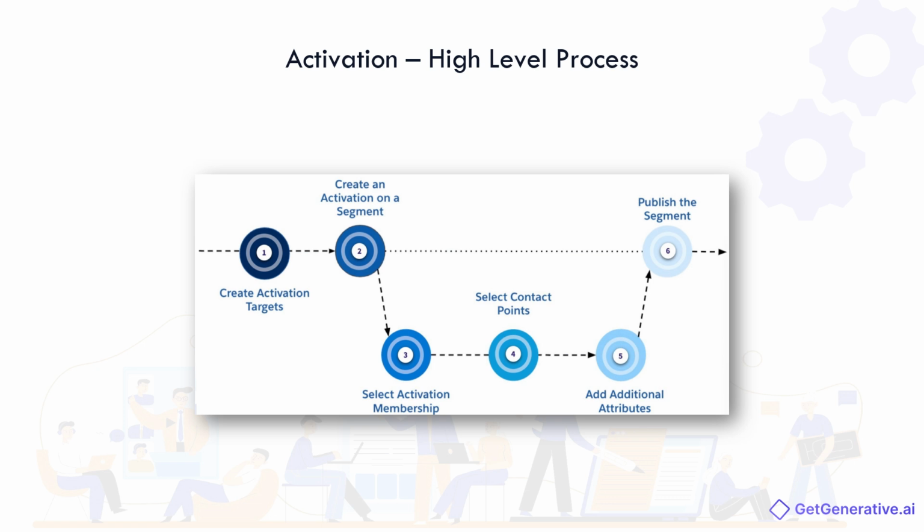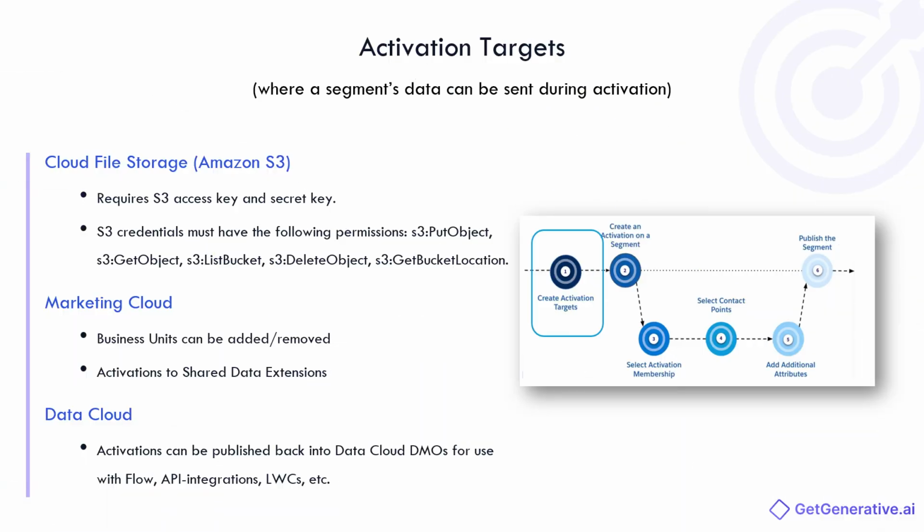Step three is we select an activation membership. Step four is we select the contact points, we select the attributes, and finally we publish a segment, which means we are sending the data out finally. And from step one to step five, it's all configuration. Step six is actually clicking on the button and sending the data outside of Data Cloud. I think we have screenshots as well in the next slides.